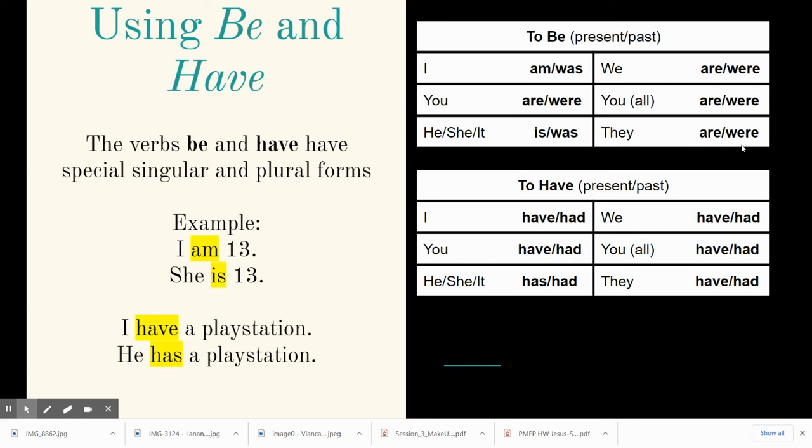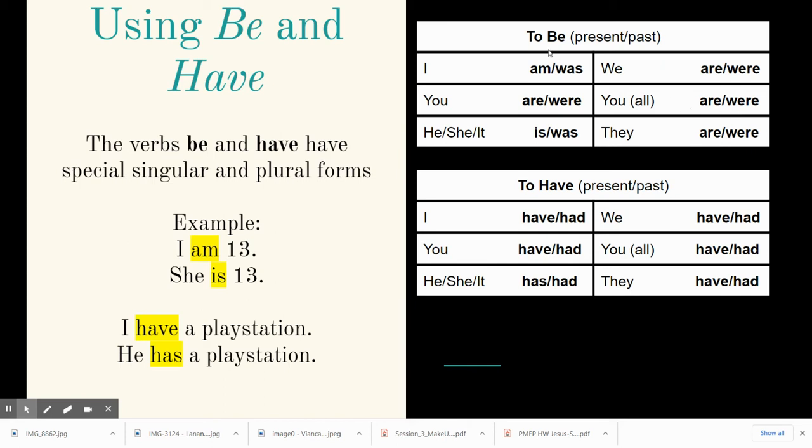Or we were at school yesterday. Or they are all in 6th grade. Or they were all in 5th grade. Or our final you here, you are listening to the teacher. You were listening to a different teacher before me.